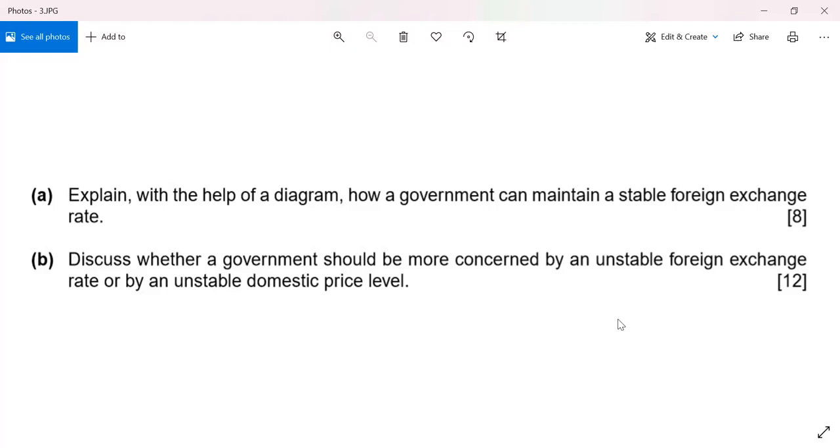Are you getting me? Now, in this B part, you have to talk about which of the two is a bigger challenge for the government, whether it's about maintaining a stable exchange rate or is it about maintaining a stable price level, right? Are you getting me? Does it make sense? Is this clear?